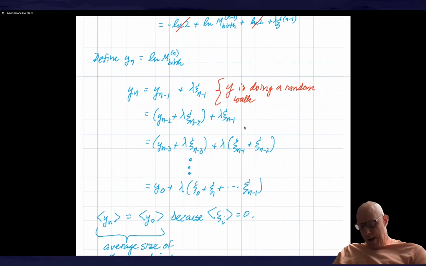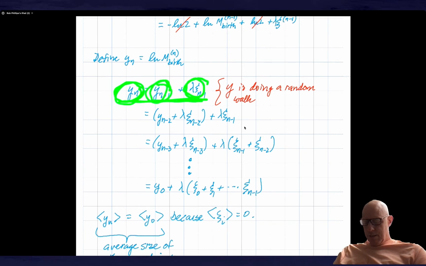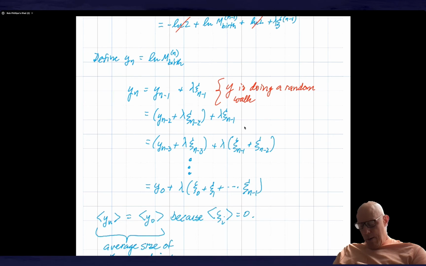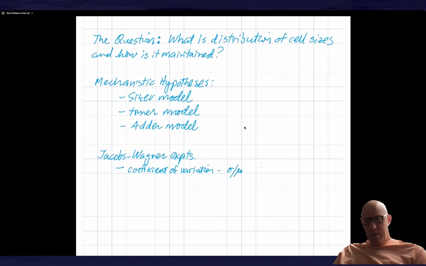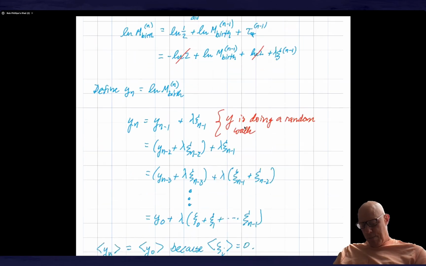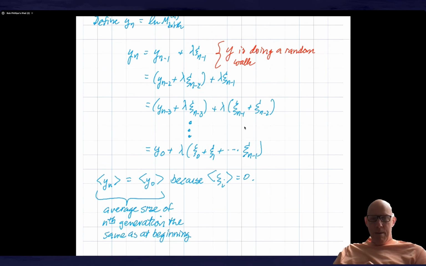So I can rewrite what I just said, which is that y n, the nth generation birth mass, is related to y n minus 1 plus this error term. Now I'm just going to keep on propagating this. In other words, I'm going to keep on repeating the same structure because I know that y n minus 1 is equal to y n minus 2 plus lambda squiggle n minus 2.